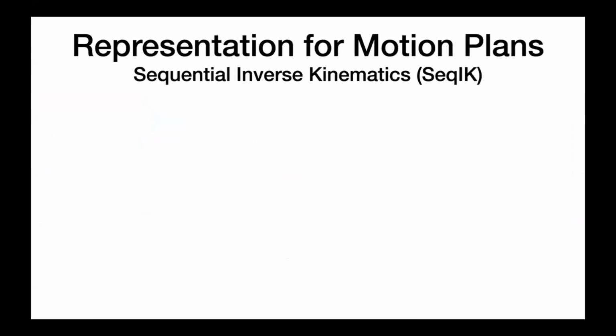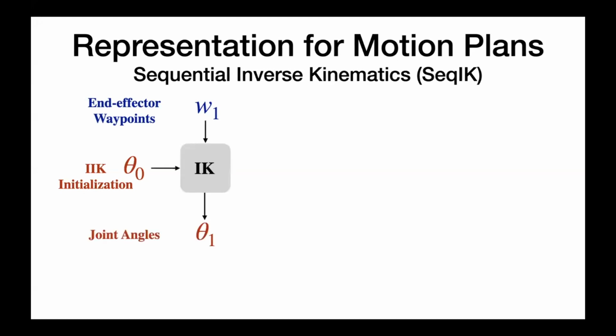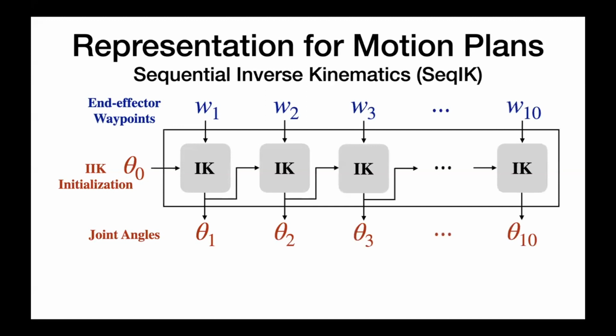Now, let me tell you about our representation for motion plans. And this is actually built upon inverse kinematics that some of you may be familiar with, where essentially I have some end effector pose, and I'm trying to figure out the joint angles that my robot should be at, such that the end effector is at the pose that I want it to be at. You can solve this using inverse kinematics. And what we are doing is solving a sequence of inverse kinematics problems one after another. So you take the first waypoint, you get the joint angles. You take the second waypoint, get the joint angles, and so forth.